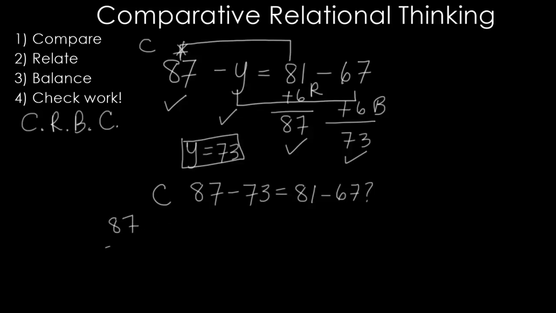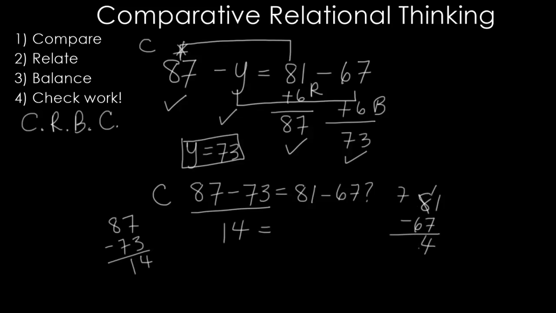87 minus 73. 7 minus 3, that's 4. Okay, so this side is 14. Does that equal what is 81 minus 67? Okay, 11 minus 7, that's 4. 7 is 14. Yay, guess what? We're good. This is a true statement. So we did this correctly. So y equals 73. Okay, you ready for our explanation statement?